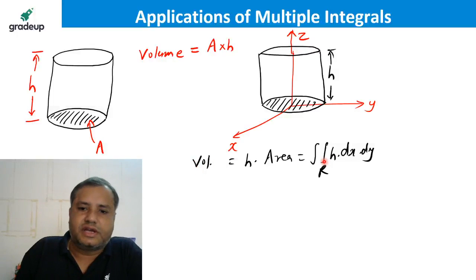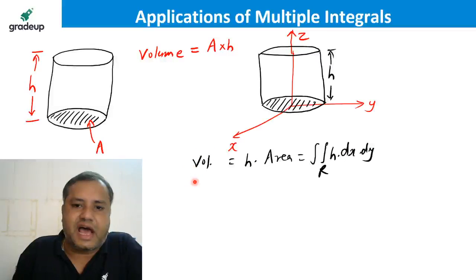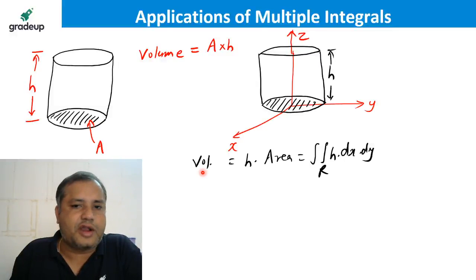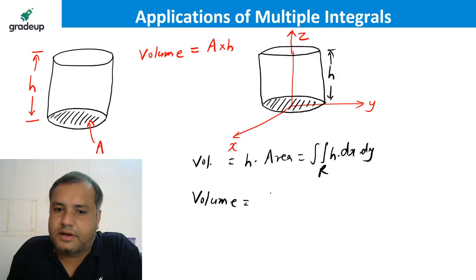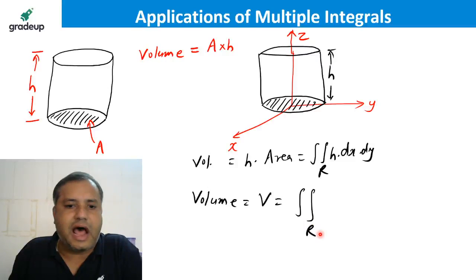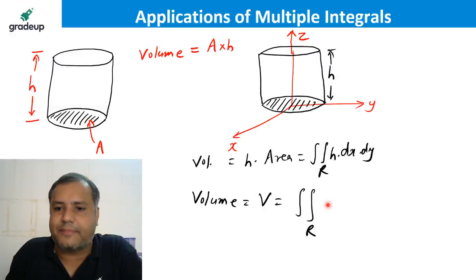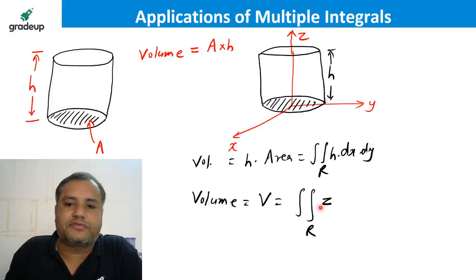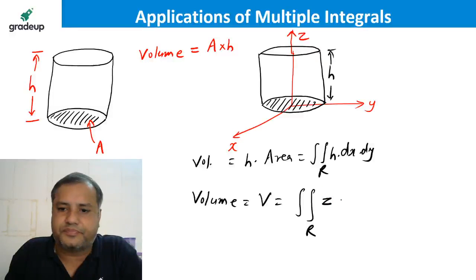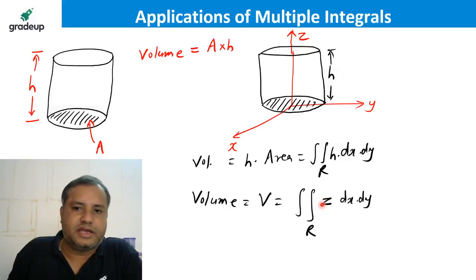Okay, so this equation gives me an idea to generate the volume formula using double integration. Volume V is double integration over the region R, where R is the bottom face lying in the xy plane, and Z is the height of the cylinder or height of the 3D shape, dx dy. Now this Z is not always constant. This Z can be a function of xy.